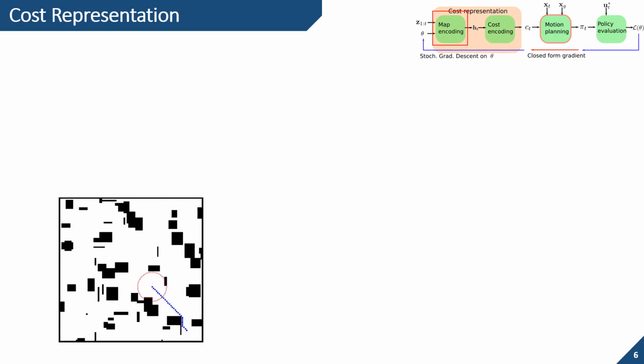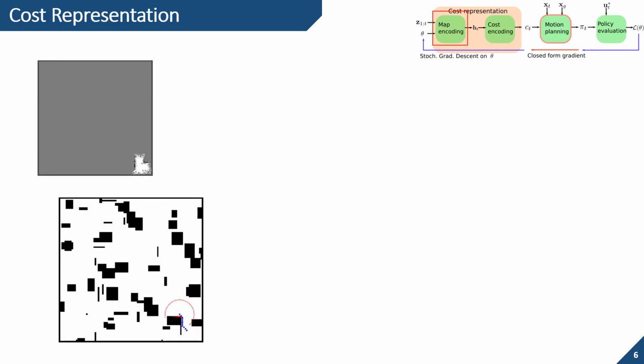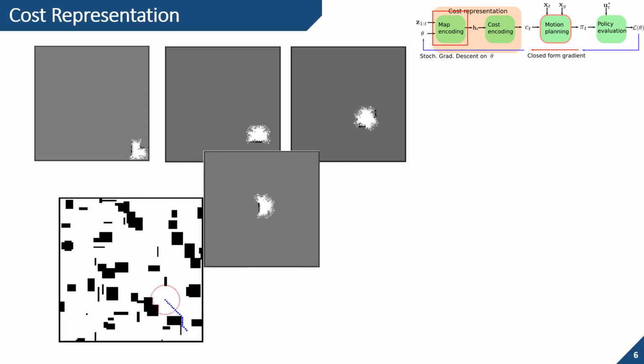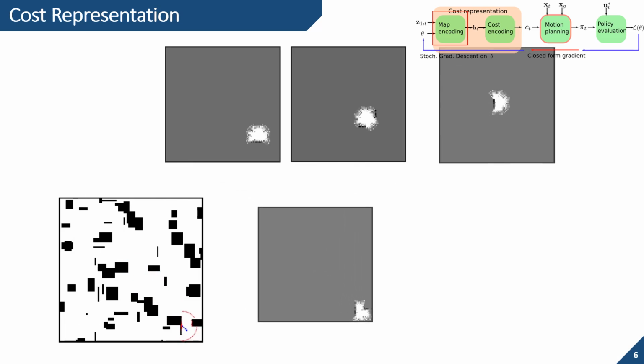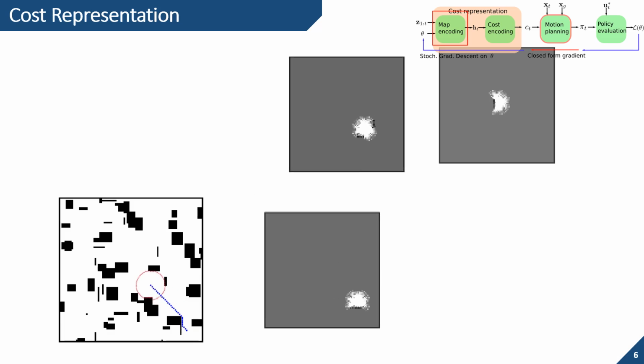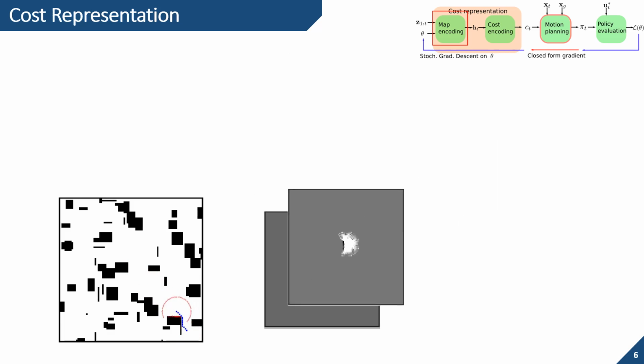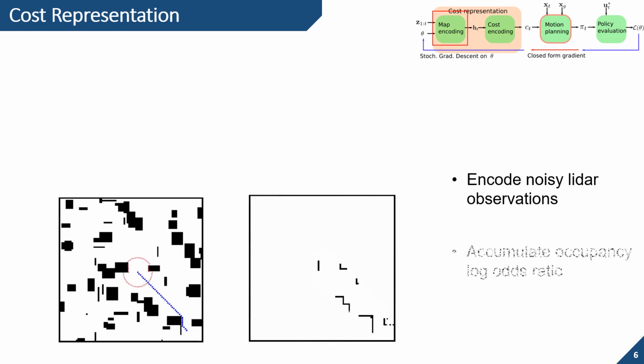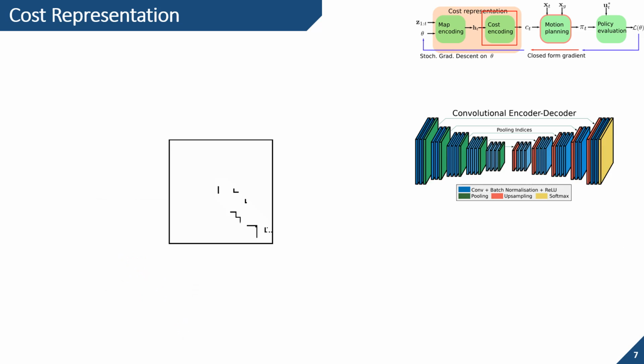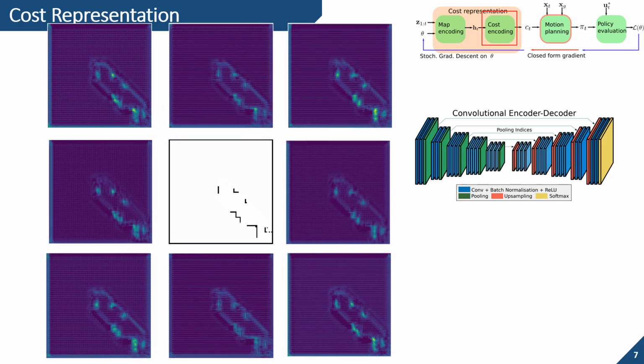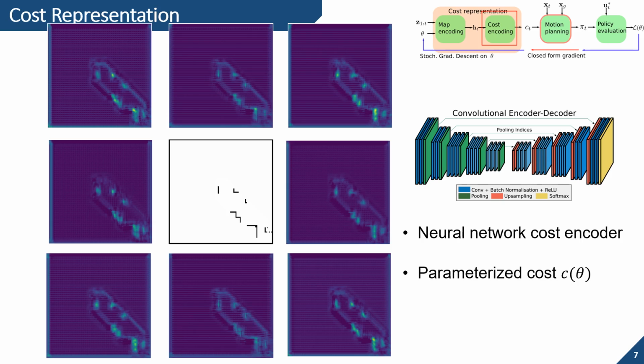More specifically, we decompose the cost representation into a map encoder and a cost encoder. The map encoder accumulates the occupancy log-odds ratio from noisy lidar observations at each step and predicts the occupancy probability of the environment. The cost encoder uses a neural network to predict the cost function from the occupancy probability. The cost function is differentiable with respect to the parameters of the map and cost encoders. Here we show the cost function for each control.